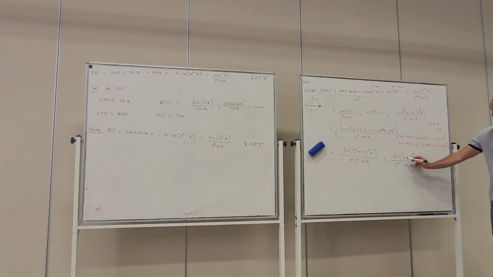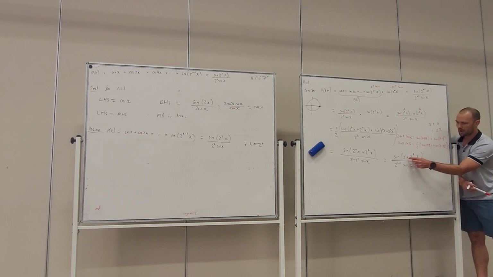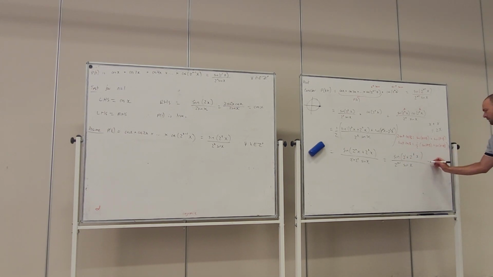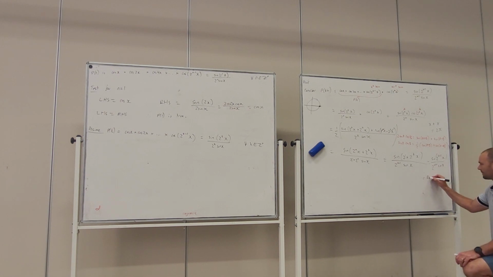Here we have 2 by itself. Well, that's just 2 to the 1. 2 to the 1 times 2 to the k, which is 2 to the k plus 1. We add the powers together because those terms are multiplying and they have the same base. 2 to the k plus 1 of x, all on top of 2 to the k plus 1 sine of x, which is the right hand side of p of k plus 1.